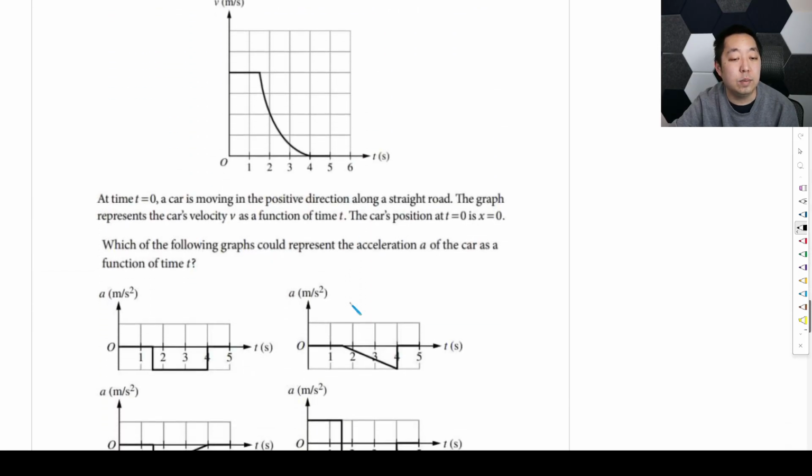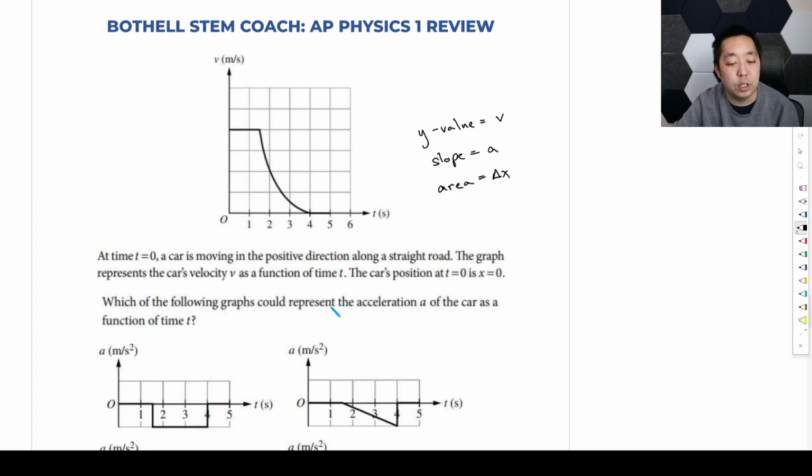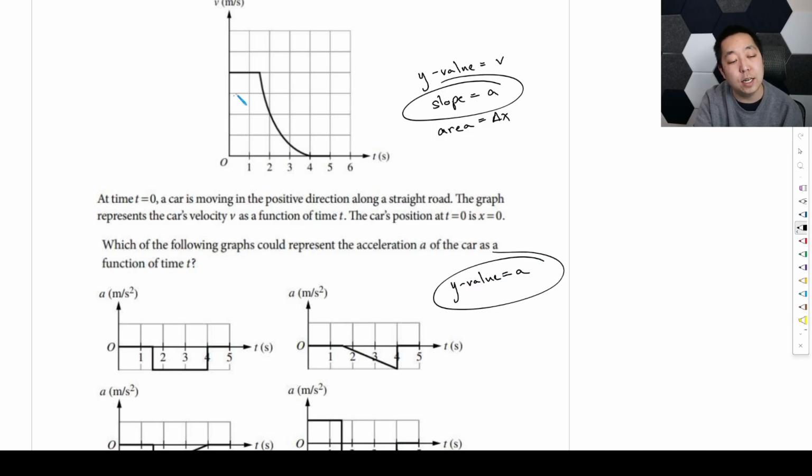All right, we have a similar one, same problem, but the y value, again, being the velocity, the slope, like we said before, is the acceleration, and the area is going to be the displacement. Now, they're asking you which could represent the acceleration of the car. That means the slope needs to represent the acceleration. So over here, the y value equals the acceleration. So any slope that you see here has to match the y value down here. So here the slope is 0. So from here to here, the a is 0 because the slope is 0.